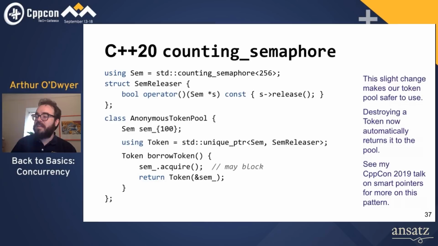This makes our token pool slightly safer to use. If you saw my CppCon 2019 talk, Back to Basics: Smart Pointers, you saw me using unique_ptr for interesting things like OpenSSL certificates. Here's another example where I'm using a unique_ptr to say you have a handle to a semaphore, and when you're done with this token, I want you to call release on that semaphore.